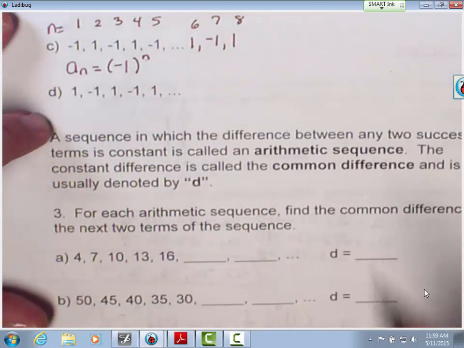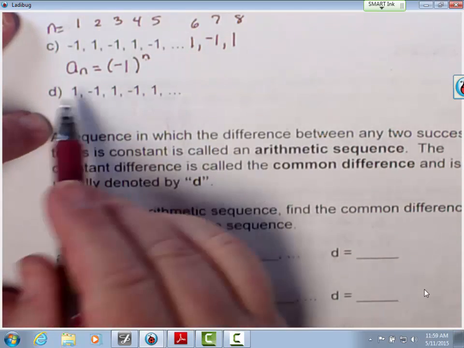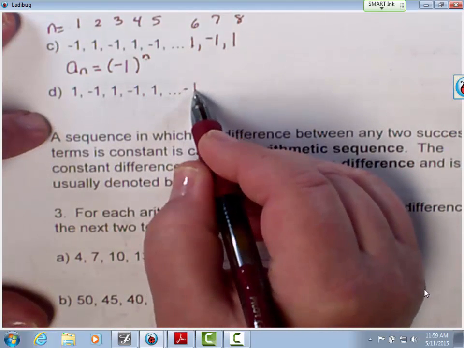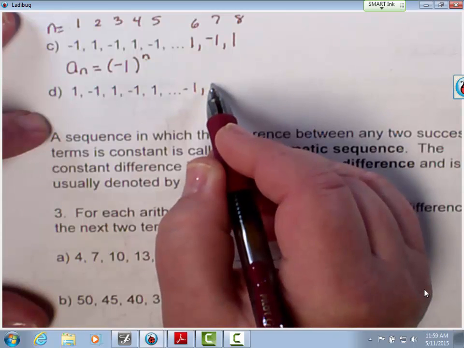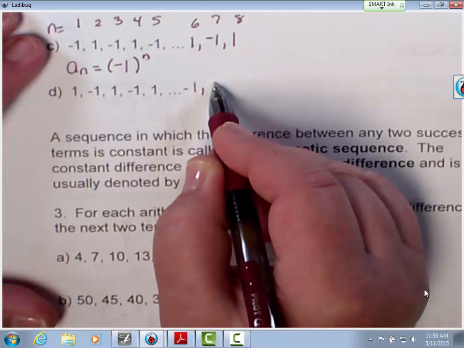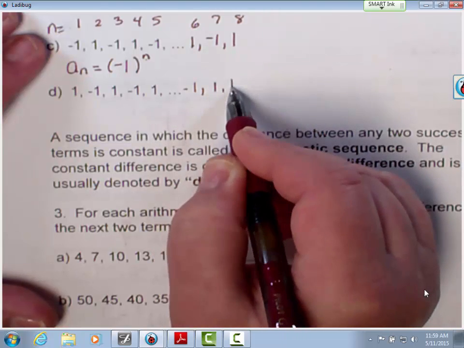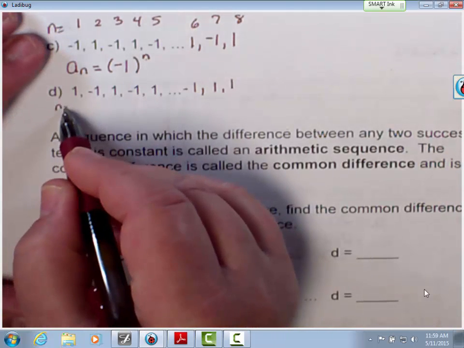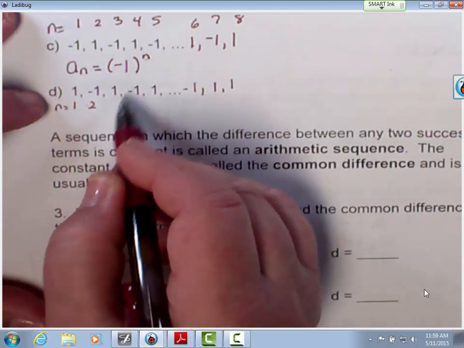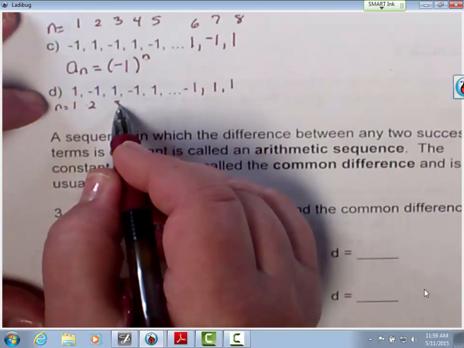Okay. So when I come down to the next one, I've got 1, negative 1, 1, negative 1, 1. It seems to be starting with positive 1 instead of negative 1, but it's the same sequence. Okay? But that means when n is 1 now, it's positive. Okay? When n is 2, so the same formula is not going to work, is what I'm saying.